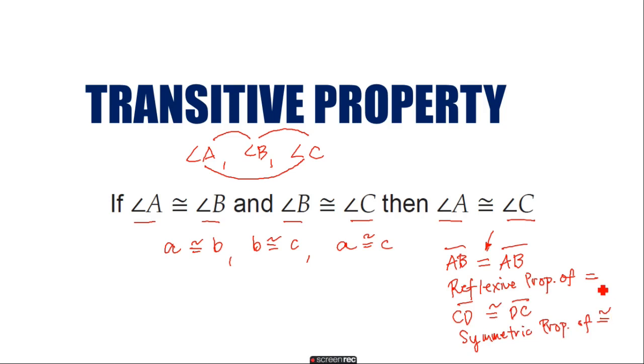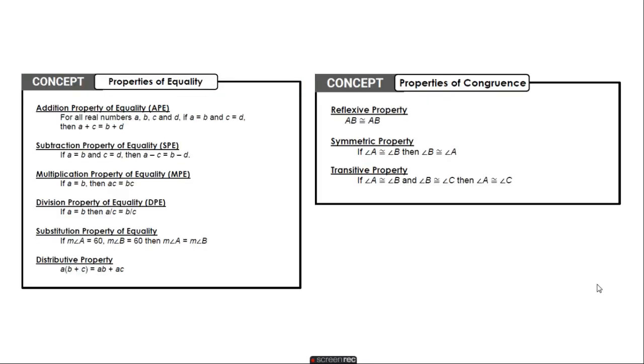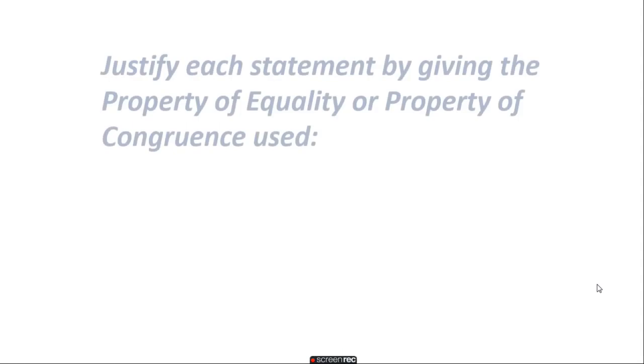Now, take note and be careful about the use of the symbols. Next, these are just some of the summary of our properties of equality and the properties of congruence. All of the presented properties are summarized in here. All right? So let's see. Next.